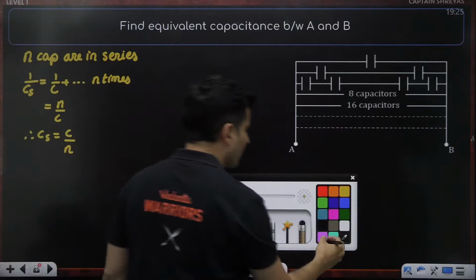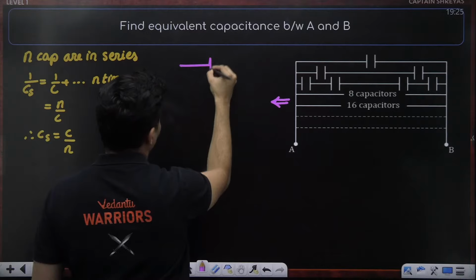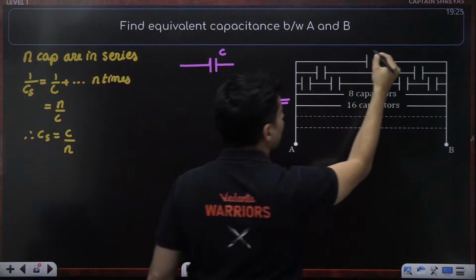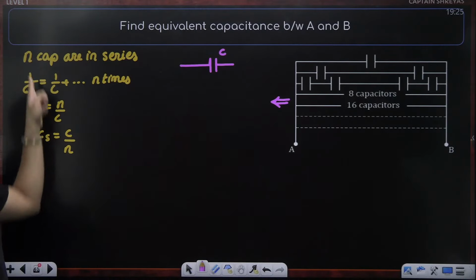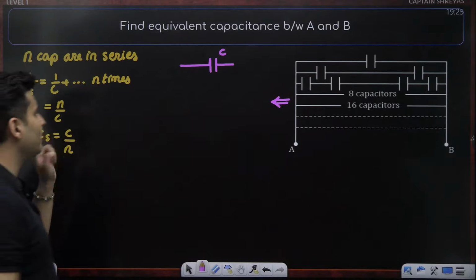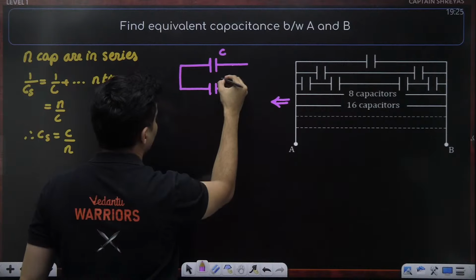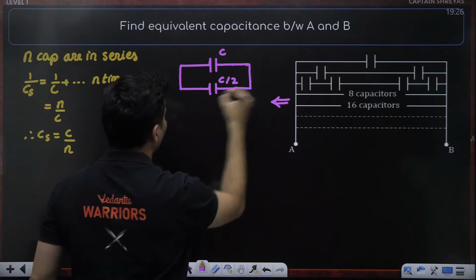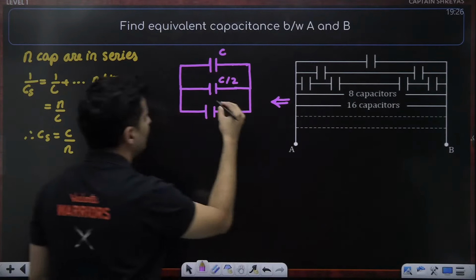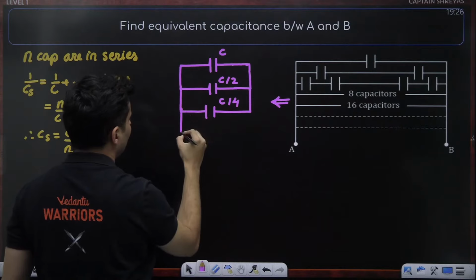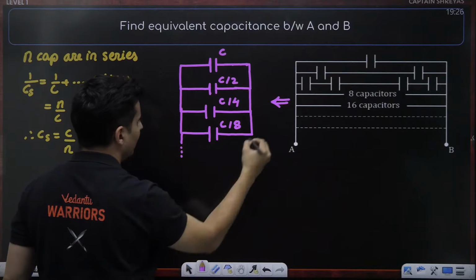That means this particular problem will convert into the first branch having only one capacitance, C. The next one has two capacitors in series. So if it has two capacitors in series, the capacitance will be C by 2. So in the next branch, I will have the capacitance as C by 2. In the next branch, there are how many capacitors? Just check this out. 4 capacitors. So it will be C by 4. In the next branch, there were 8 capacitors. So it will be C by 8. And this will continue, of course.